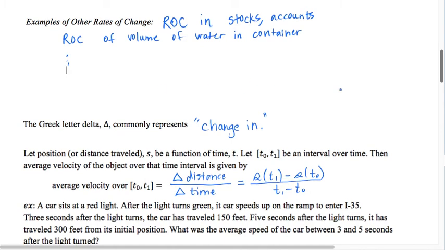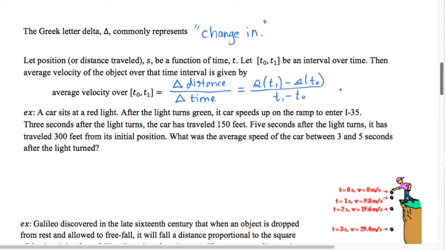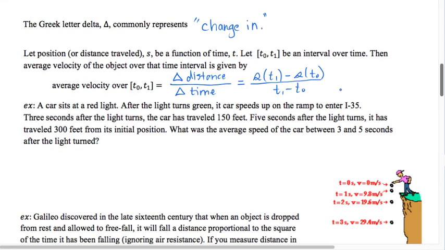All right, a common symbol that I'm going to refer to here is delta. That commonly represents change in. So let's go back to the distance and speed problem. I'm going to let position or distance traveled be denoted by S, and that's going to be a function of time. So S of t is a position function. It tells us the distance from some origin. And we're going to let t0 and t1 be an interval over time. So t0 is our starting time, t1 is our ending time.